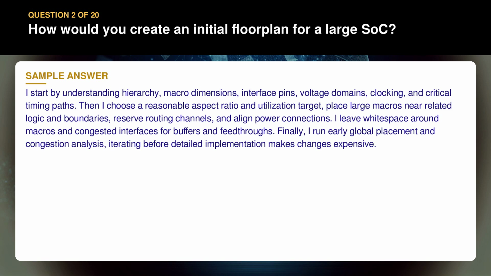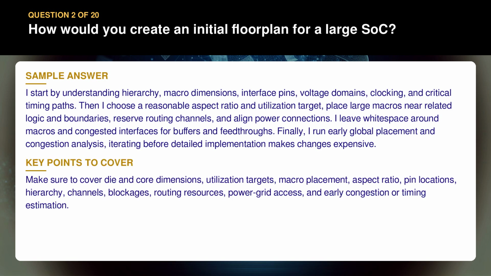I leave white space around macros and congested interfaces for buffers and feed-throughs. Finally, I run early global placement and congestion analysis, iterating before detailed implementation makes changes expensive. Make sure to cover die and core dimensions, utilization targets, macro placement, aspect ratio, pin locations, hierarchy, channels, blockages, routing resources, power grid access, and early congestion or timing estimation.